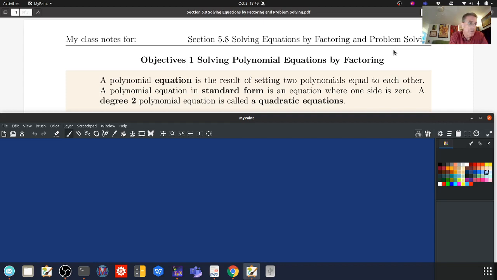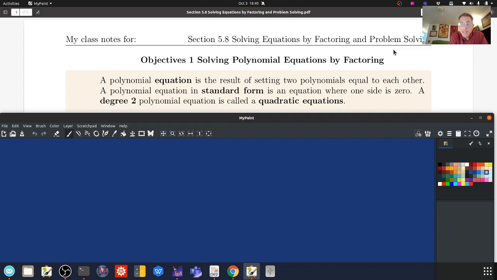So when you're factoring a polynomial, think about what you're doing. You're writing a sum of terms as a product of two or more terms. When you're solving a polynomial equation, you're solving for x. You're going to give me a value or values of x which make the equation true.